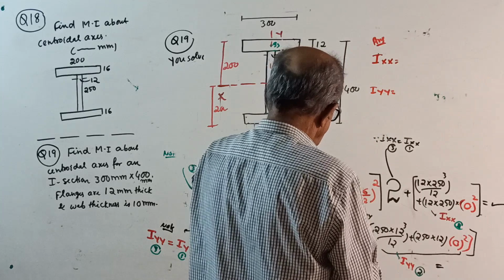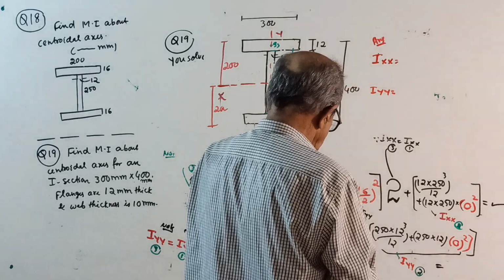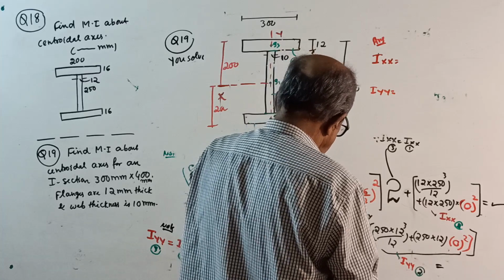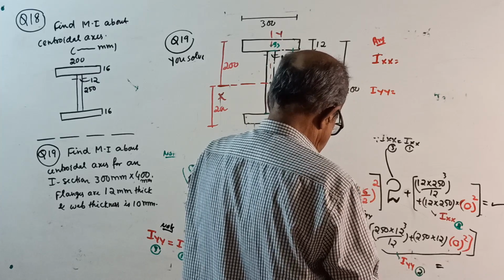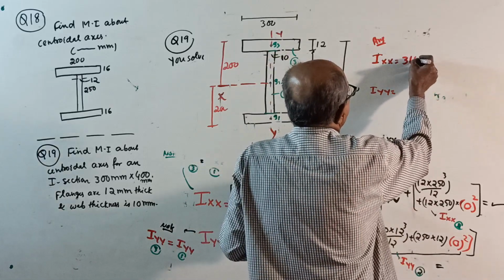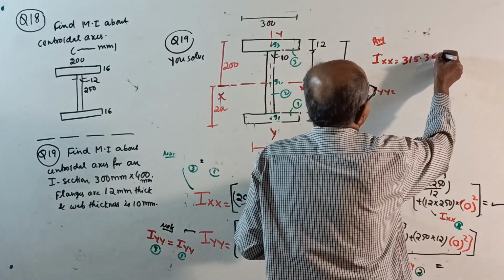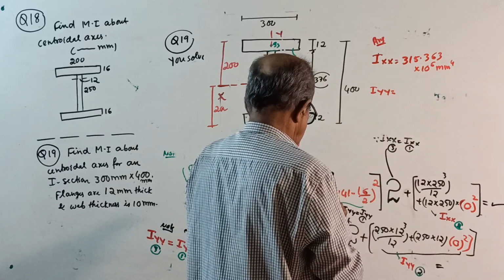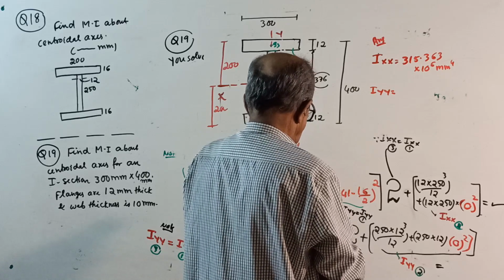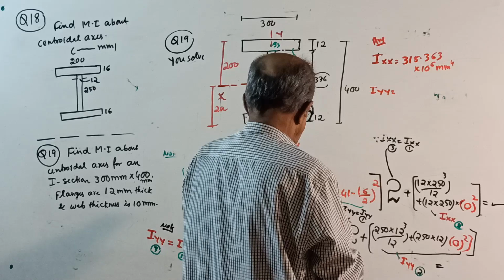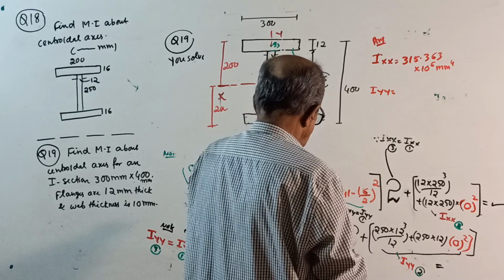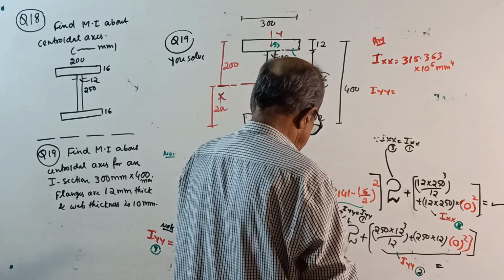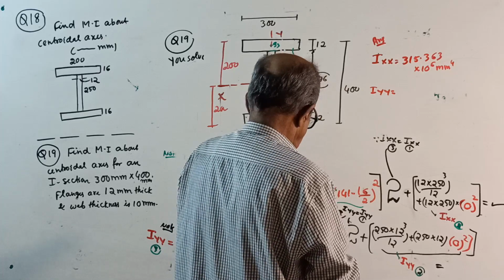IXX is 300 into 400 cube, minus 290 into 376 cube, divided by 12. 363 into 10 to the power 6 millimeter power 4. I will check once again: 12 square plus 300 into (200 minus 6) square, plus 10 into 376 cube. Correct. IYY is 12 into 300 cube divided by 6, plus 376 into 10 cube.